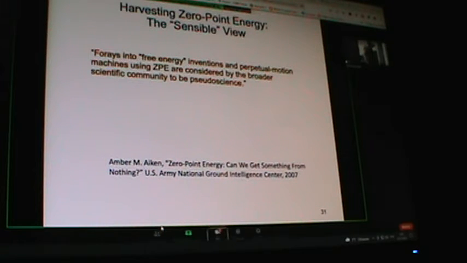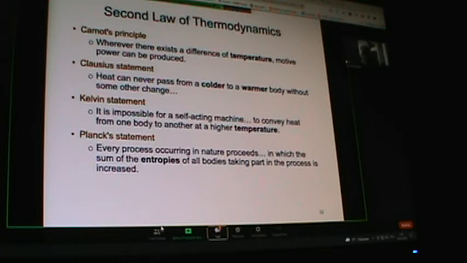If we want to talk about the second law of thermodynamics, the first question we've got to ask, of course, is which second law of thermodynamics? And we can go through Carnot's principle, Clausius, Kelvin, and so on.